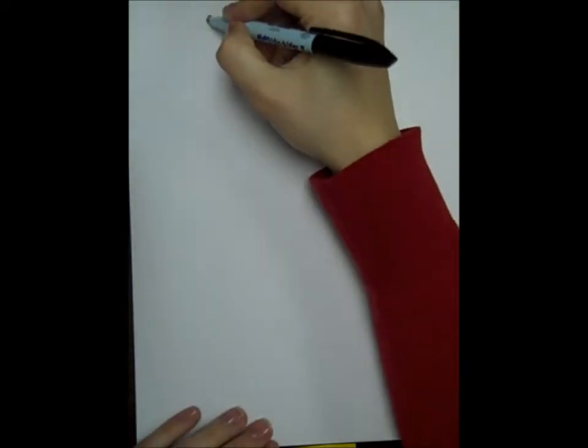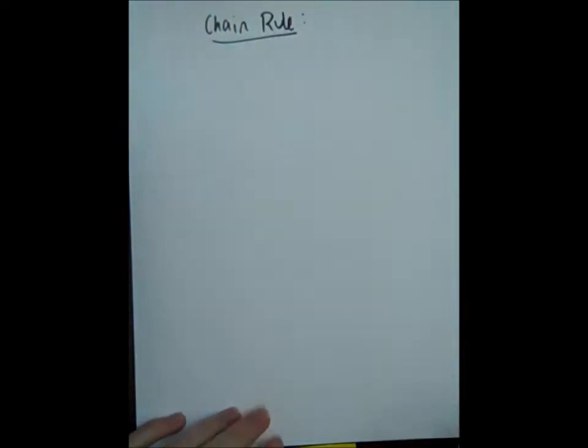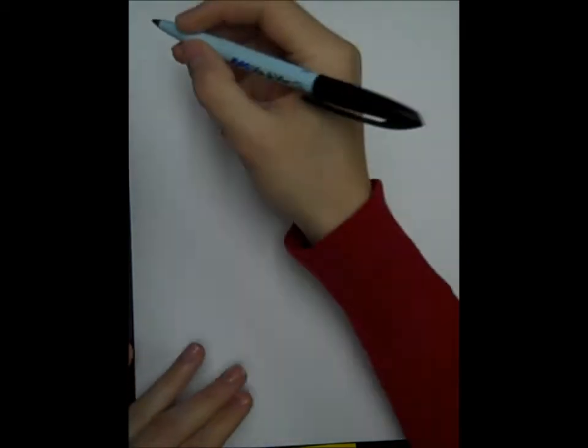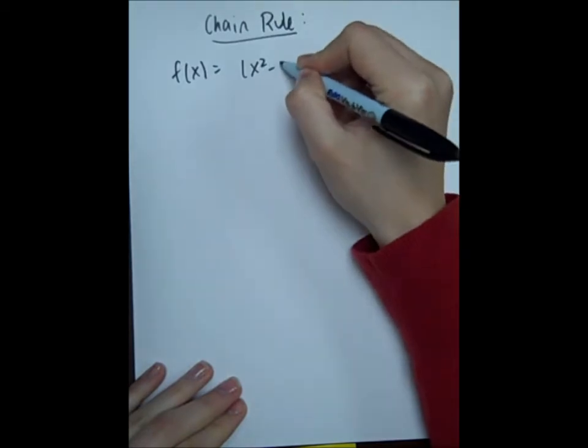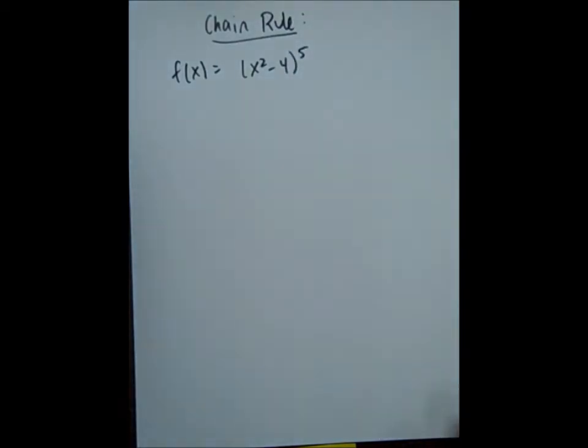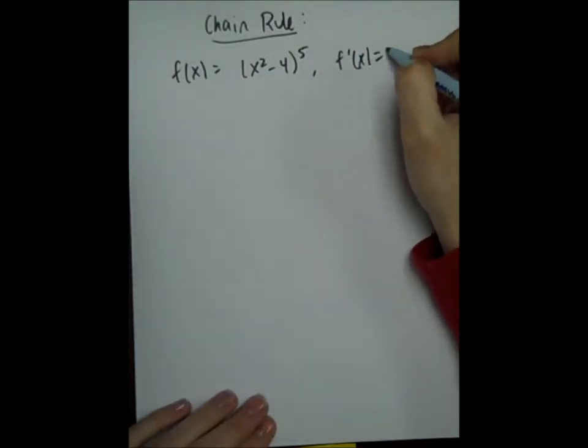So the next part of derivatives is arguably the most important rule, and this is called the chain rule. The idea behind the chain rule is, how do we take the derivative of something like x squared minus 4 to the 5th power? Now what we could do is actually multiply this all out and use the power rule, or we could separate it and use the product rule, but those are going to take a long time to do. So how do we take the derivative of something like this? And that's where the chain rule comes in.